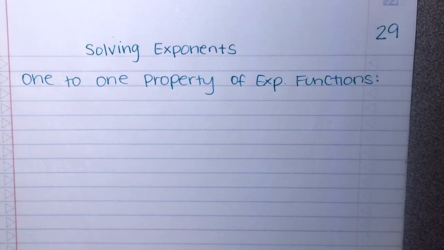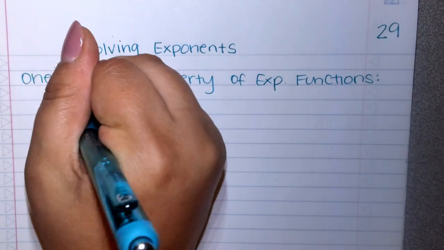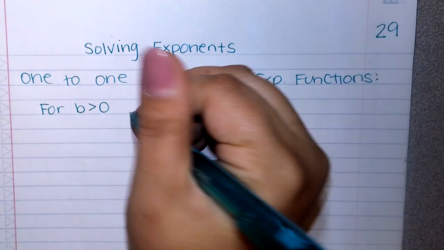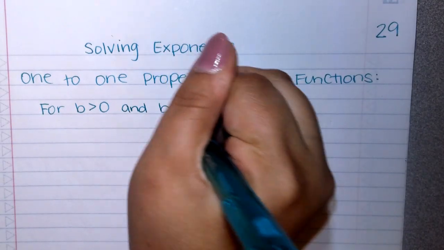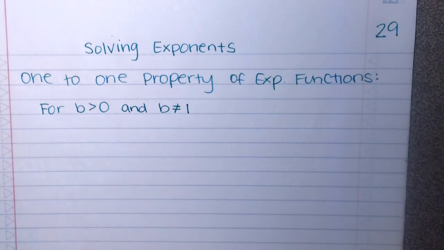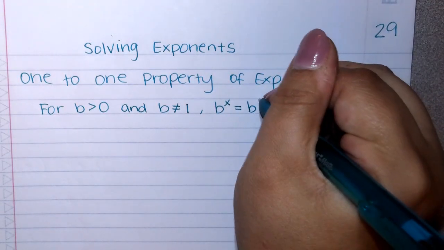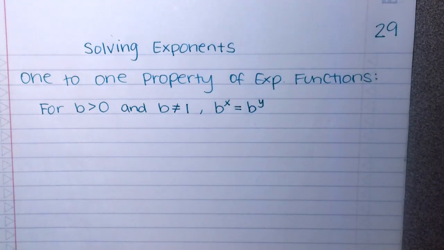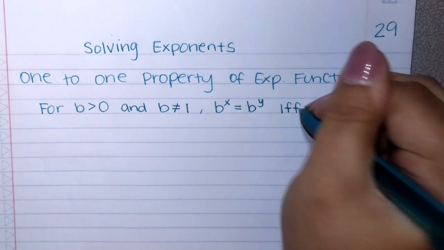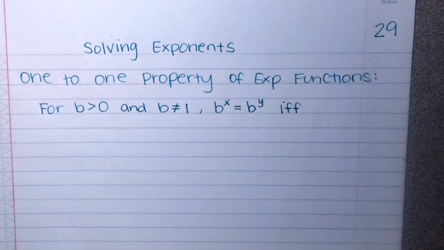All right, and the one-to-one property for exponential functions states that for b greater than 0 and b does not equal 1, b to the x equals b to the y if and only if... What does if and only if mean? It means it's a biconditional.